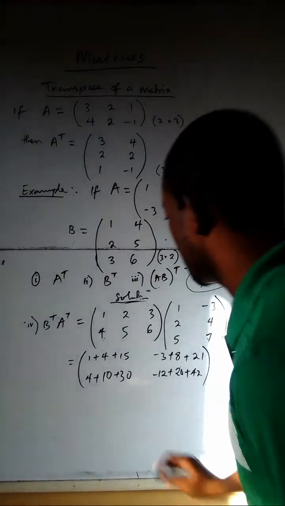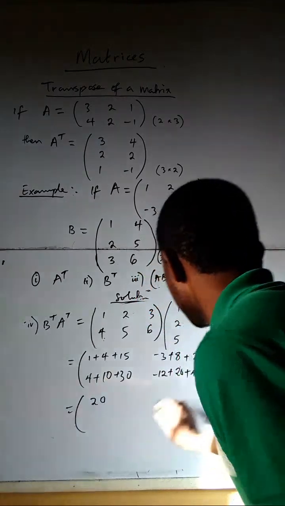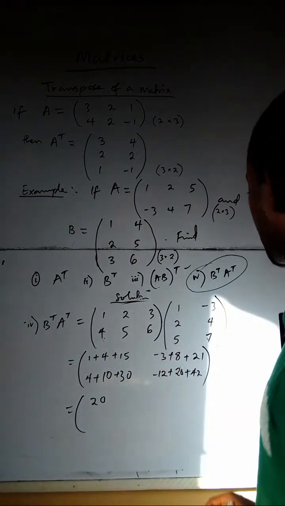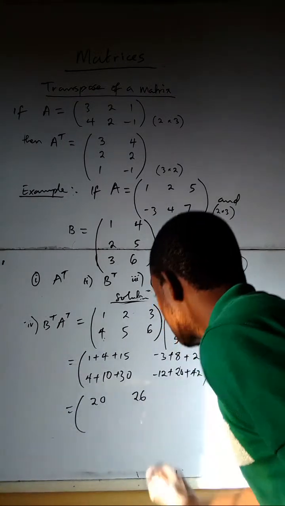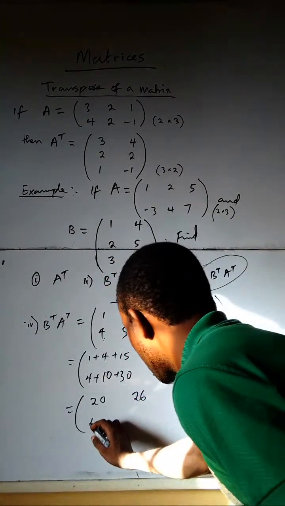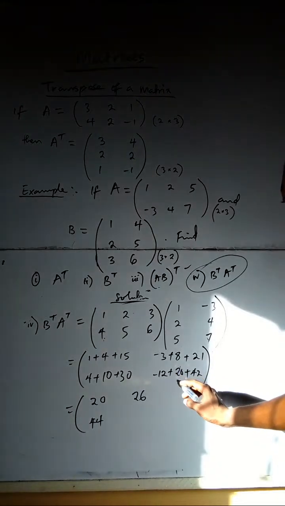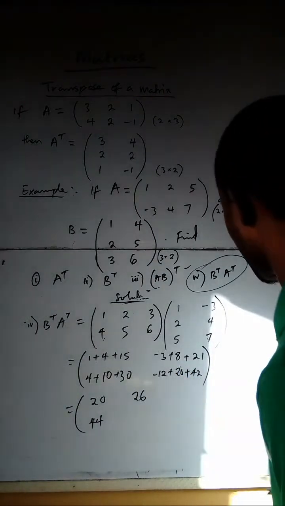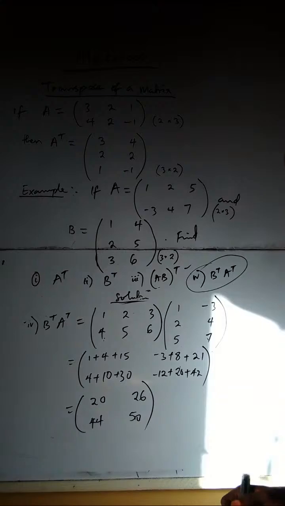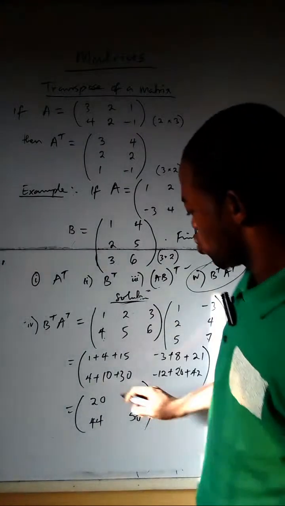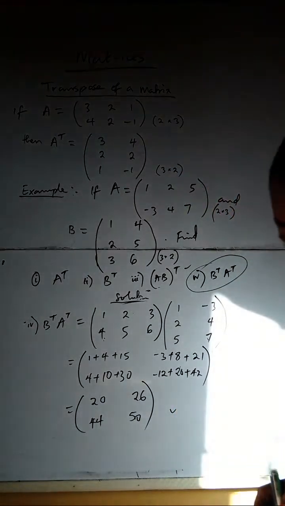Then when we sum this from here, this becomes 20 here. Then minus 3 plus 8, that's 5. Plus 21, that's 26. Then here gives us 44. Then here we have minus 12 plus 20, that's 8. Then plus 42, that's 50 from there. So here we have 20, 26, then 44, 50. So this is B transpose times A transpose.